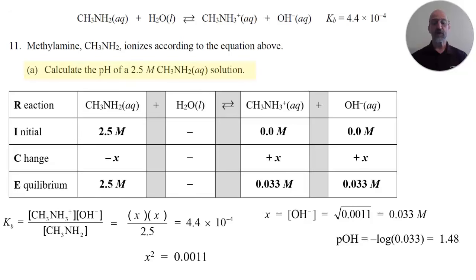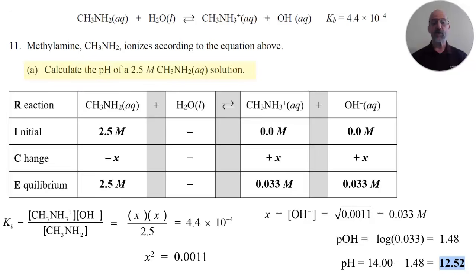So it's going to be 14 minus the pOH, or in this case, 14 minus 1.48. And when I do that math, I get 12.52. That is a reasonable answer. So this is the pH of a 2.5 molar solution of methylamine. It's not 1.48, it's actually 12.52. So there's the answer to part A of question 11.